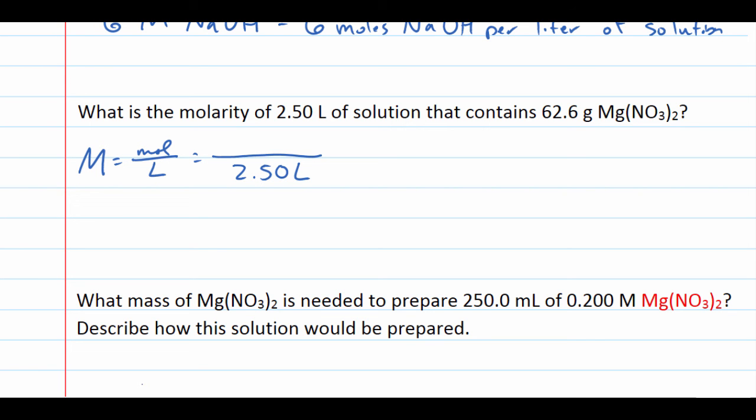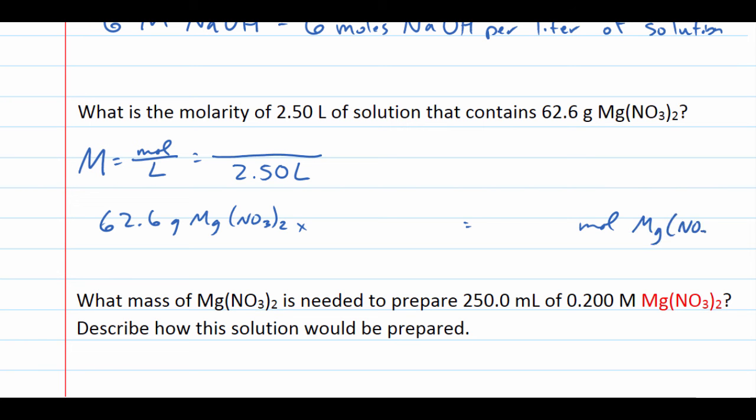Now, as far as the number of moles go, we don't have the number of moles, but what do we have? We've got the 62.6 grams of magnesium nitrate. And if we know the number of grams, can we convert this to moles? Yes, we can. So let's go ahead and take our 62.6 grams of magnesium nitrate, and let's convert this to moles of magnesium nitrate.